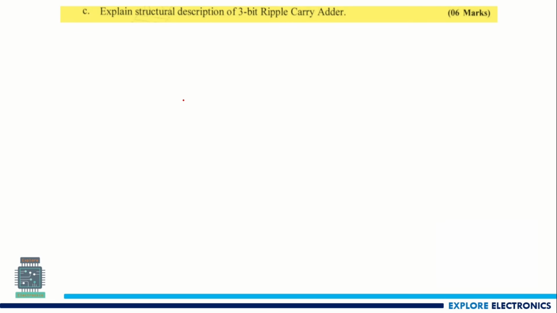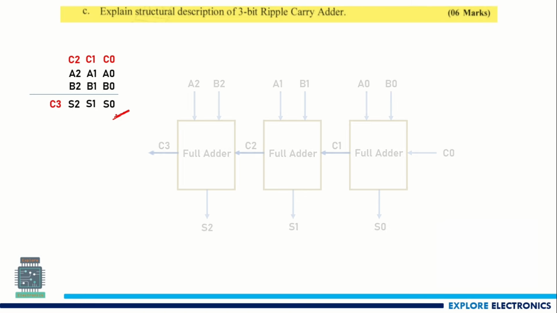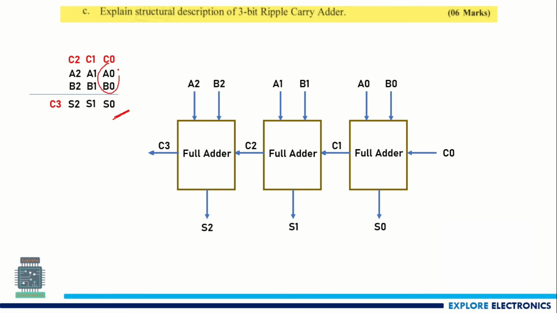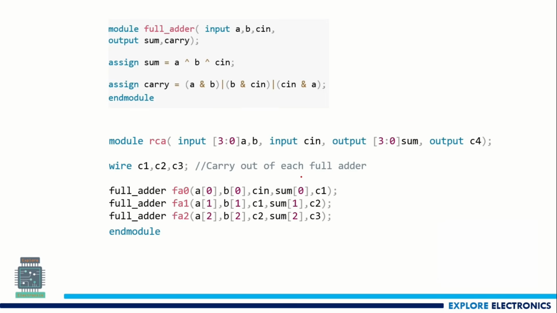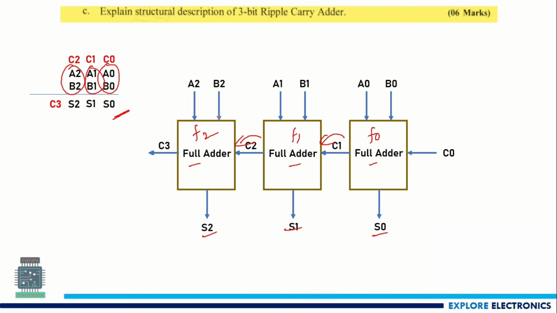Explain structural description of 3-bit ripple carry adder. First write the simple notation of how the calculation of a 3-bit adder will be, and for these 3 bits we need 3 full adders: full adder 0, full adder 1 and full adder 2. The carry will be propagated to the next stage once the sum is generated from the previous adder. And you need to write the Verilog code.